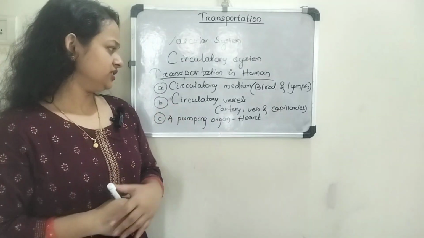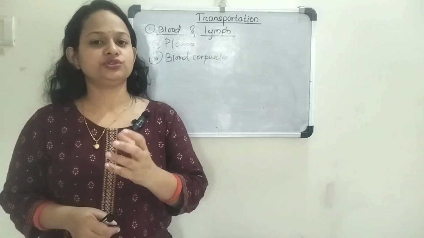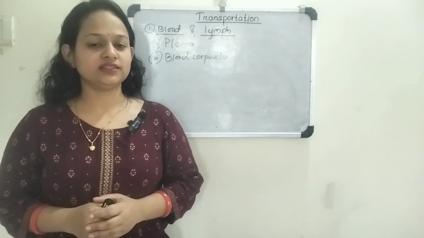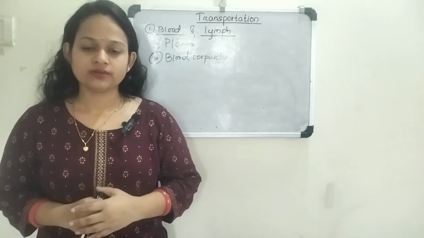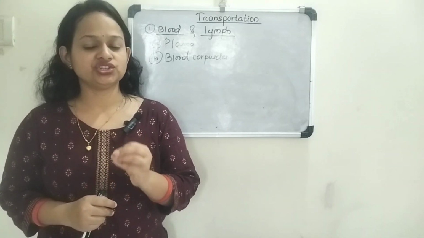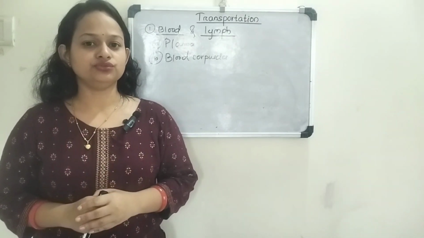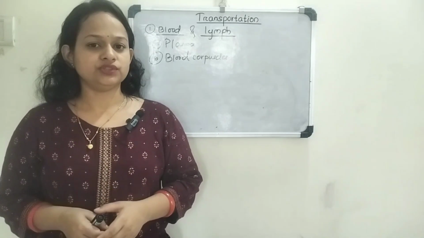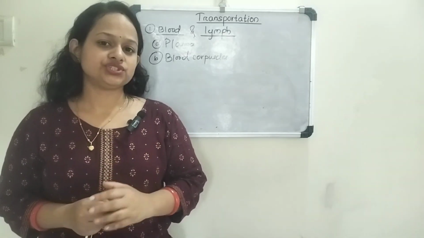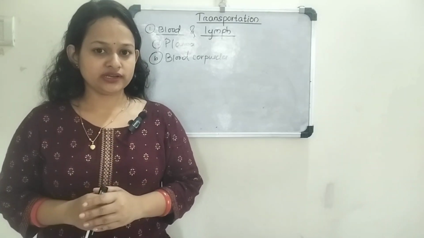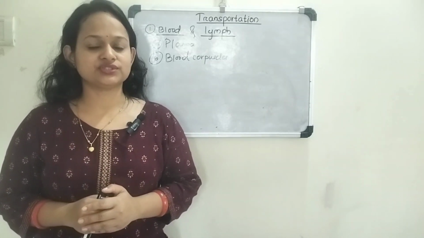So first come to the circulatory medium, that is blood and lymph. There are two main components of the blood, and they are plasma and blood corpuscles. So what is plasma? Plasma is a straw colored, yellowish, alkaline fluid, and it makes up about 50 to 60% of the total blood. It contains about 90 to 92% water, 1 to 2% inorganic salt, and about 7 to 9% organic compounds.